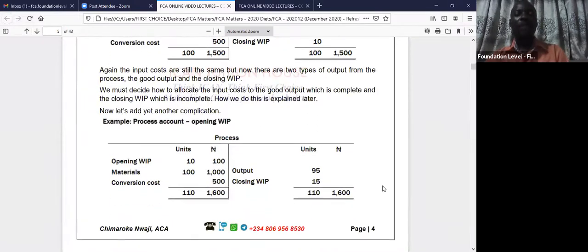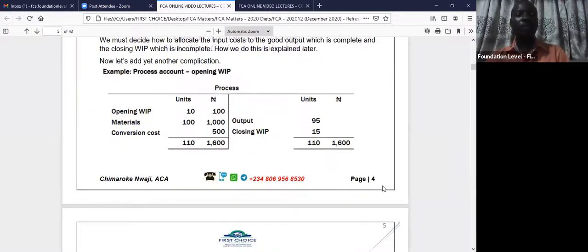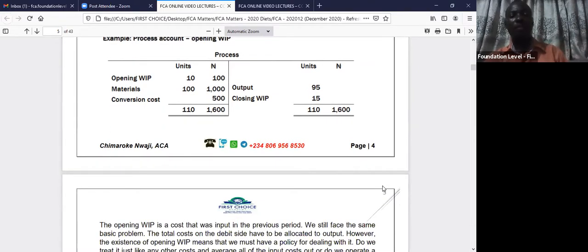Next, we have another complication. Now look at the left-hand side, it has changed a bit. Now you have opening work in progress from last period. The others are the same, but the opening work in progress has entered. And now you have closing work in progress and you have your normal output.